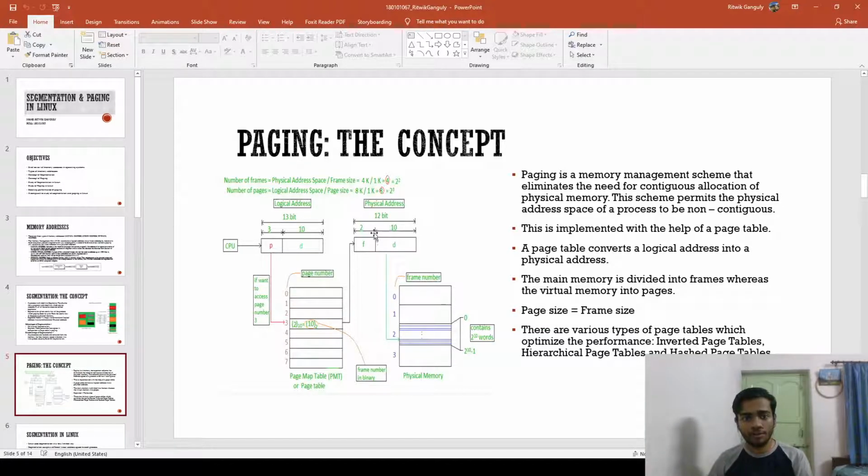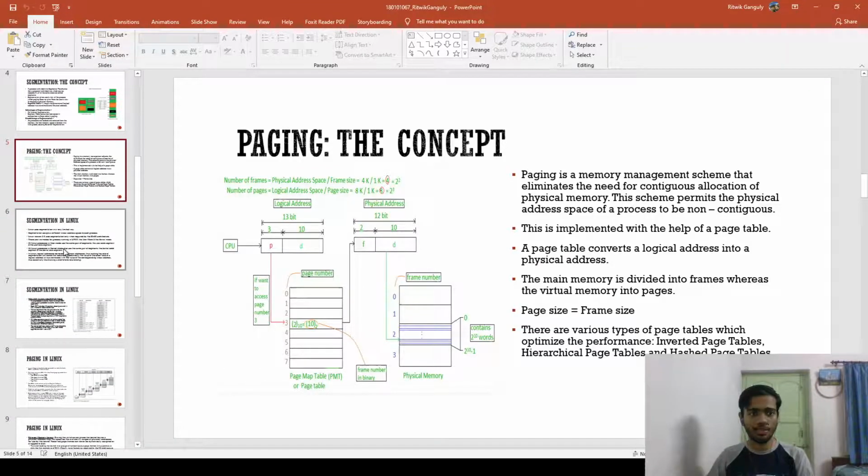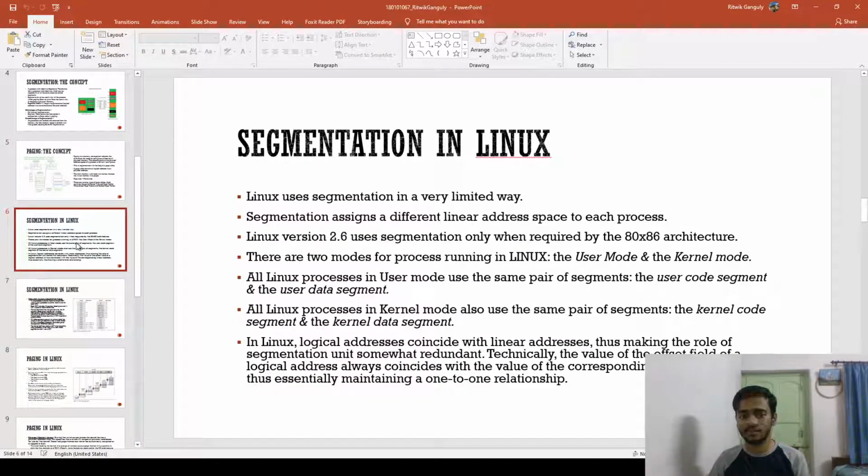And also we divide the physical address space into segments called frames. But the one main thing here is the page size needs to be equal to the frame size. We can see there are various types of page tables involved, which optimize performance: inverted page tables, hierarchical page tables, and hashed page tables as well. Now we'll delve deep into what happens in Linux actually.